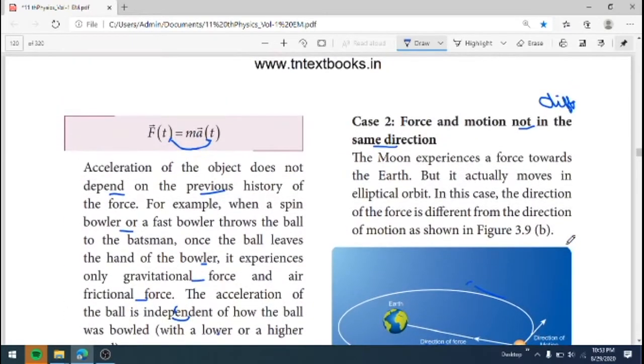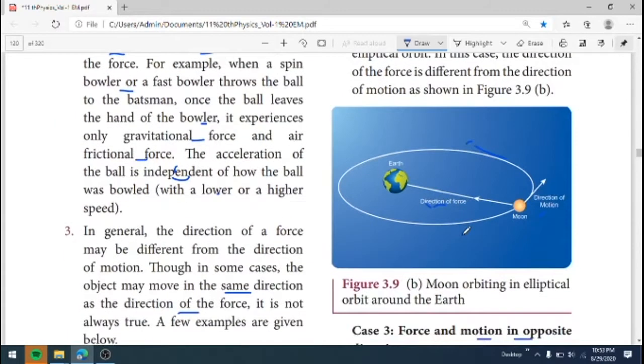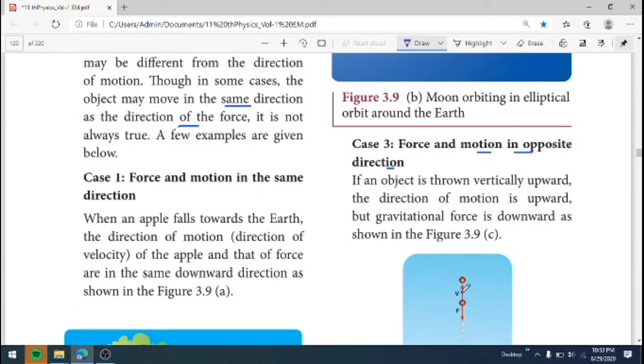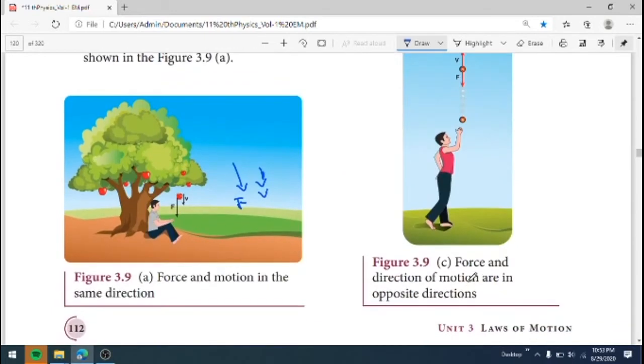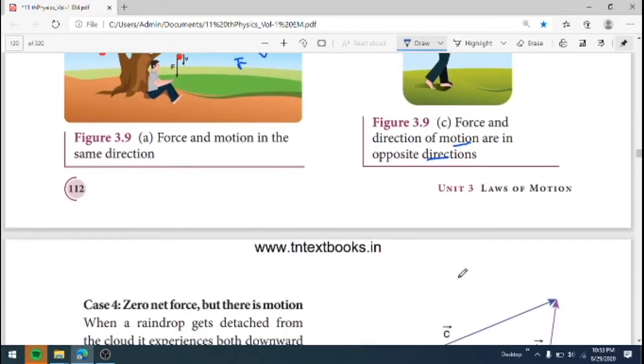See students, you should not confuse the terms. This case explains that the direction of force and direction of motion act in different directions, but here the direction of motion and direction of force are exactly opposite to each other. Because when an object is thrown vertically up, the direction of motion is upward, but the gravitational force is downward, isn't it? So this is an example for direction of force and motion in opposite directions.